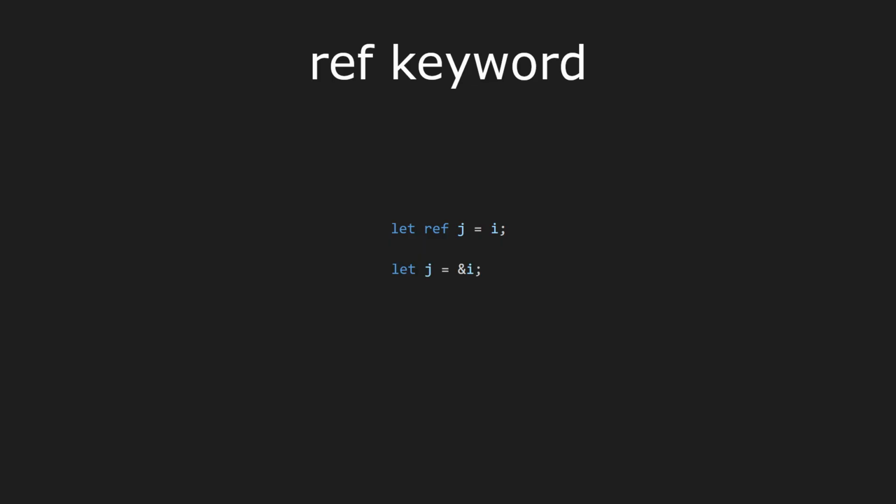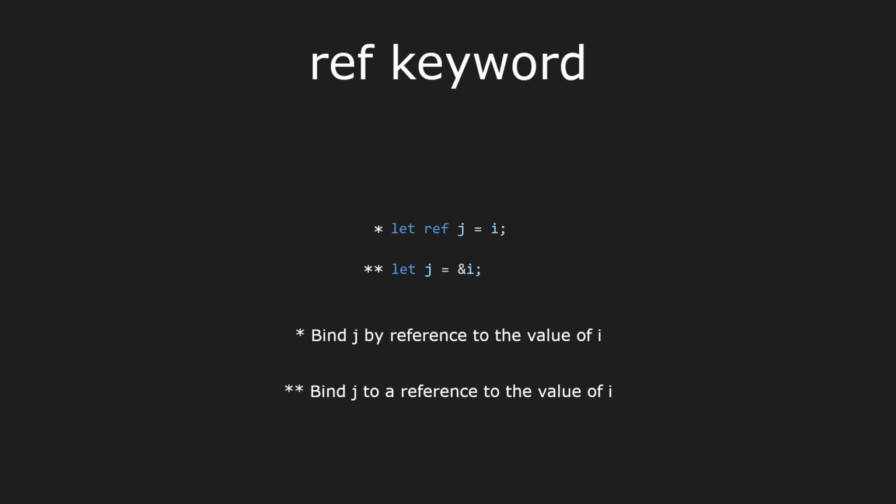In describing the first statement using the ref keyword, we would say, bind j by reference to the value of i. But for the second statement we would say, bind j to a reference to the value of i. In the second statement, the reference is already part of the value, but in the first statement, the reference is introduced through the pattern and the binding process. But the end result is exactly the same.